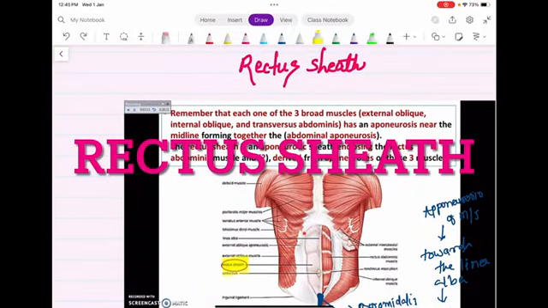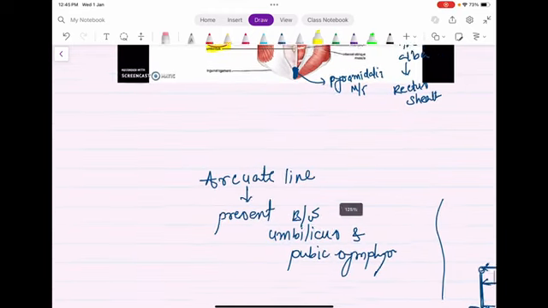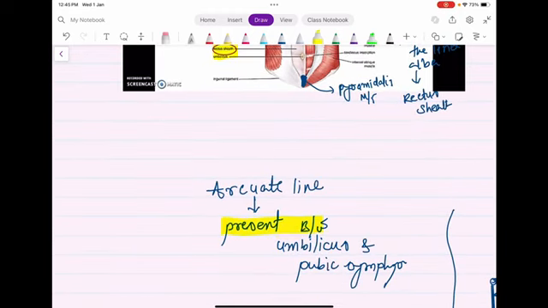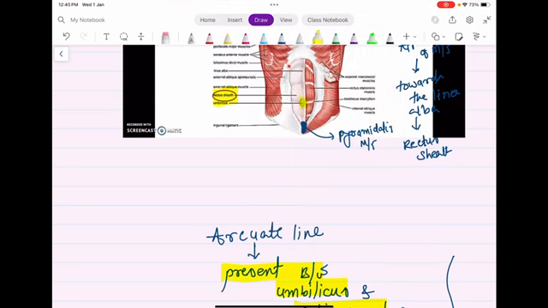Okay, this is the rectus sheath. Before knowing the rectus sheath, we have to know about the arcuate line. What is the arcuate line? It is a line present between the umbilicus and pubic symphysis. The line joining the umbilicus and pubic symphysis is the arcuate line.